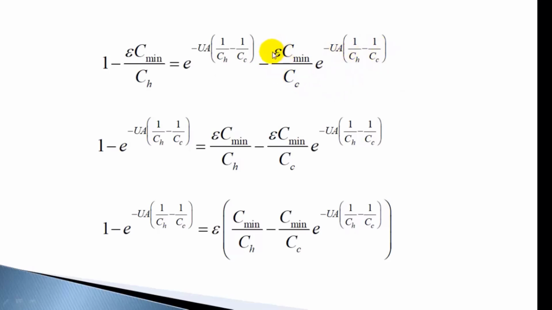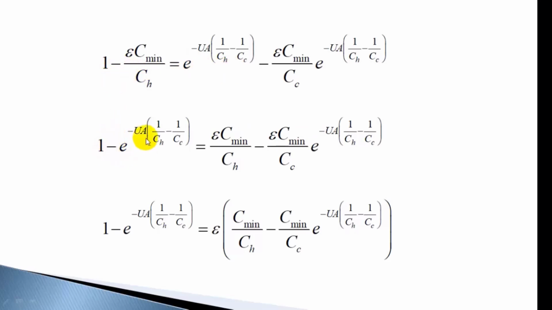Now from this you have to find out effectiveness. Effectiveness is involved in two terms here, and there is one term on the left hand side as well. So those terms you have to group, and the other terms you can take to one side. So this you can take to the left hand side.